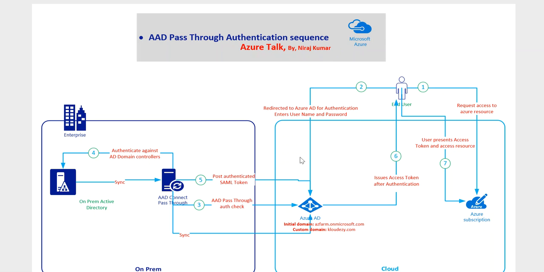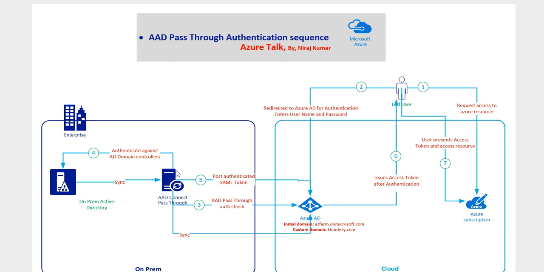So the user comes over to the Azure AD authentication portal. It puts in its username and password. Now this is where, in case of cloud-only identity or same sign-on, the authentication happens here. But now since we have pass-through, Azure AD will say, hey, I'm configured for pass-through authentication, which means that I will have to get it authenticated using the Azure AD Connect pass-through server.